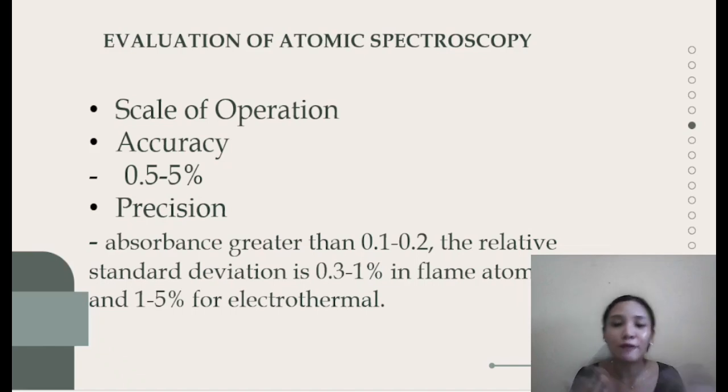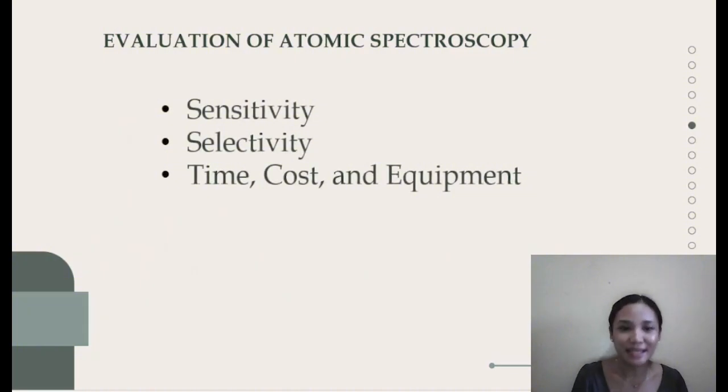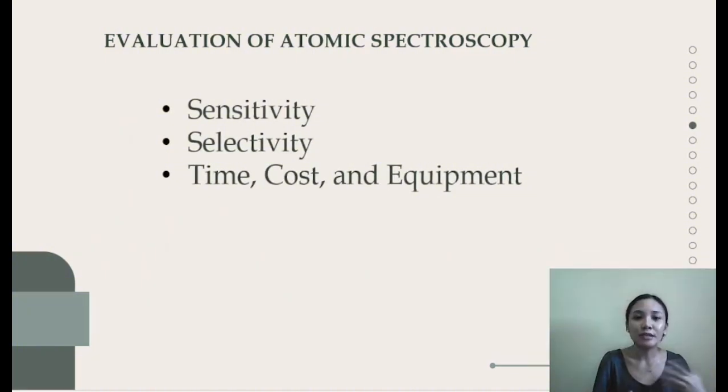standard deviation for flame atomization is 0.8 to 1%. On the other hand, for electrothermal atomization, we have 1 to 5% of precision when it comes to the relative standard deviation. Next, we have sensitivity. The sensitivity of atomic absorption spectroscopy varies on the atomization method that is used. For flame atomic spectroscopy, the sensitivity is influenced by the flame's composition and the position of the flame itself.